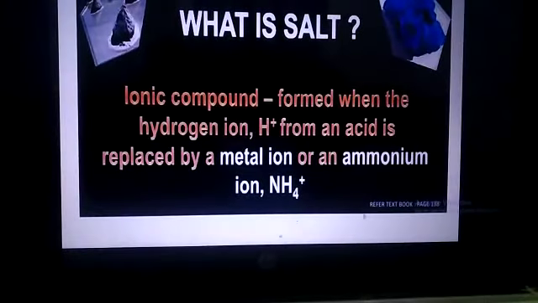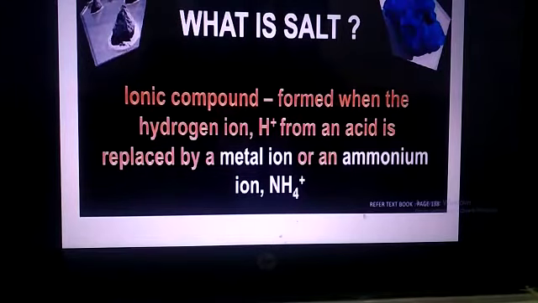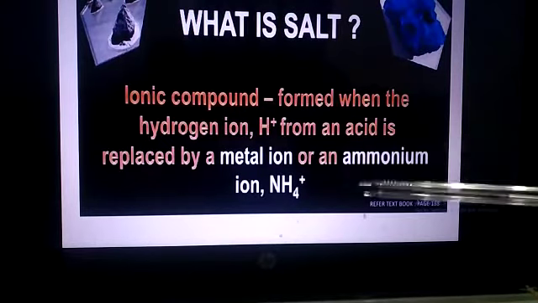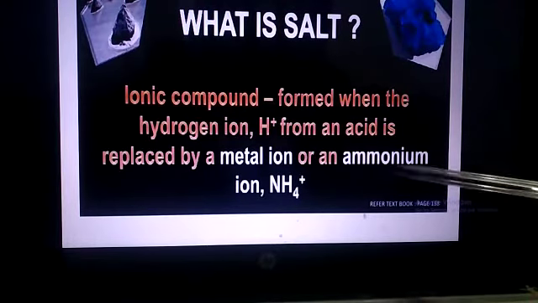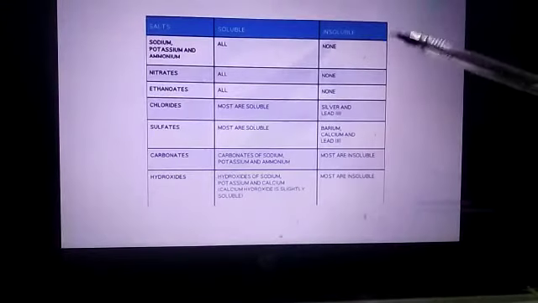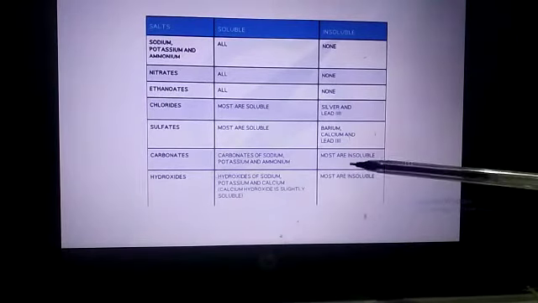What is salt? It's an ionic compound which is formed when the hydrogen ion of an acid is replaced by a metal ion or an ammonium ion. Now, the solubility of the salts is given over here.